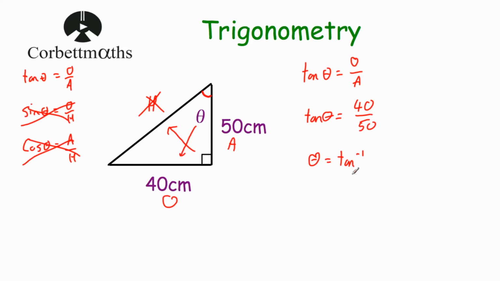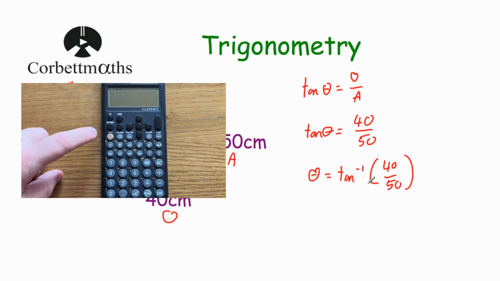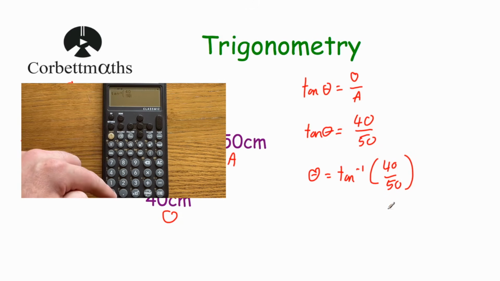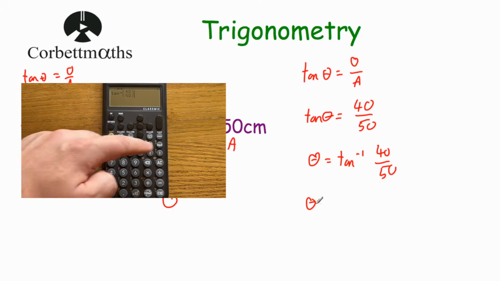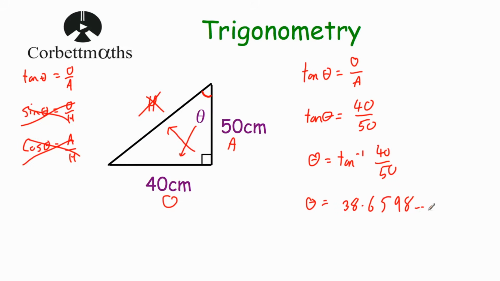That's the inverse tan, or arc tan, or on your calculator you can press shift tan. So we need to do the inverse tan of 40 fiftieths. Whenever we press shift tan on our calculator, it opens up brackets, and then we type in 40 over 50 as a fraction, close brackets, and press equals. And when we do that, we get theta is equal to 38.6598 and so on degrees.